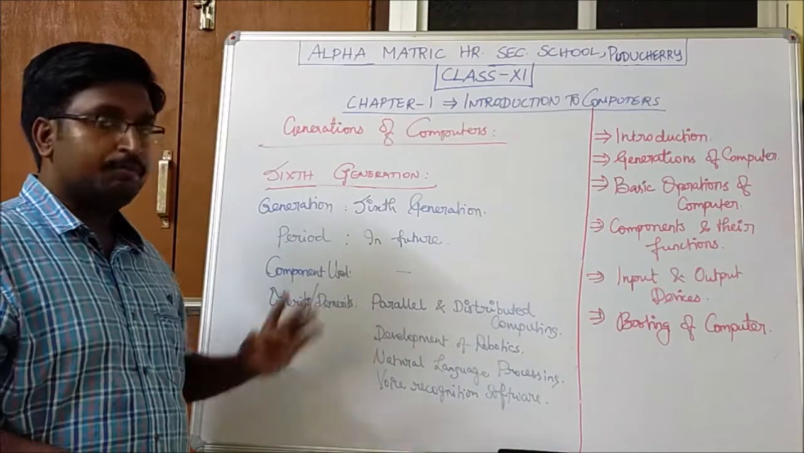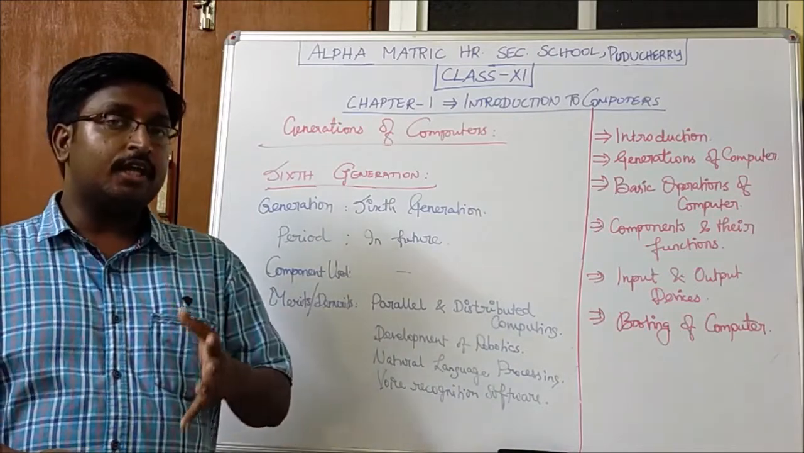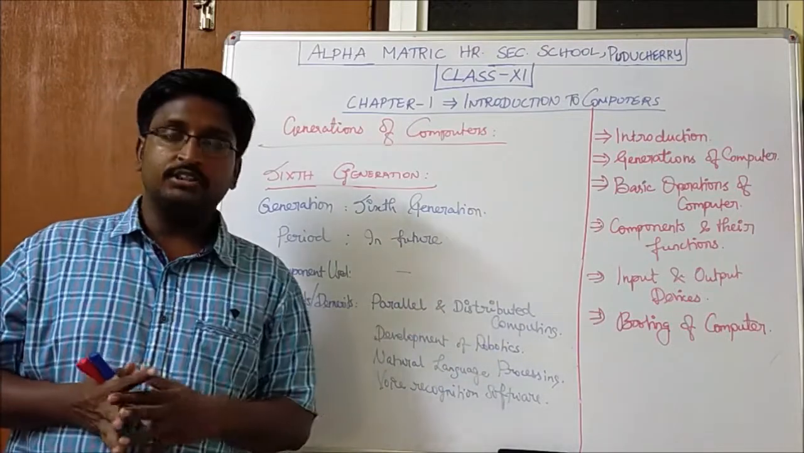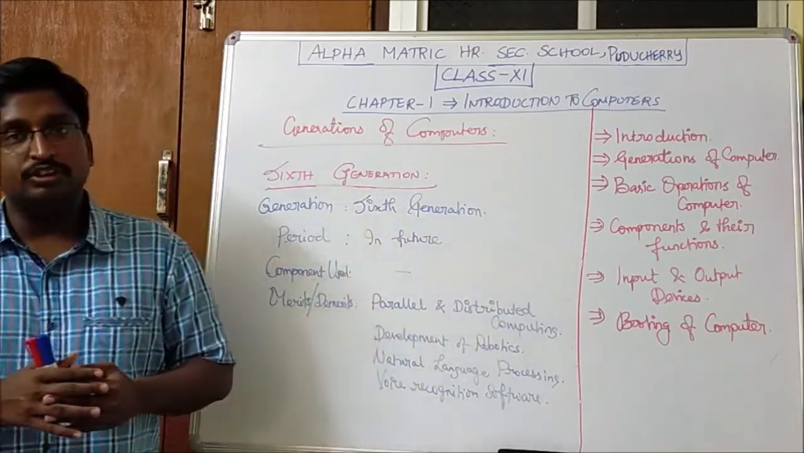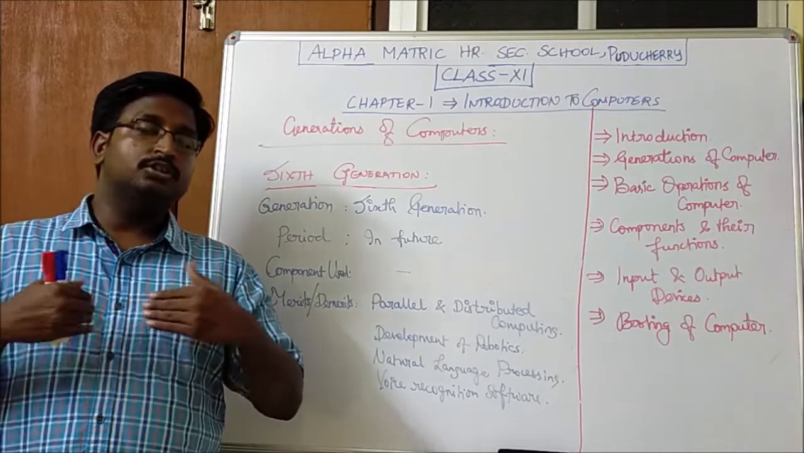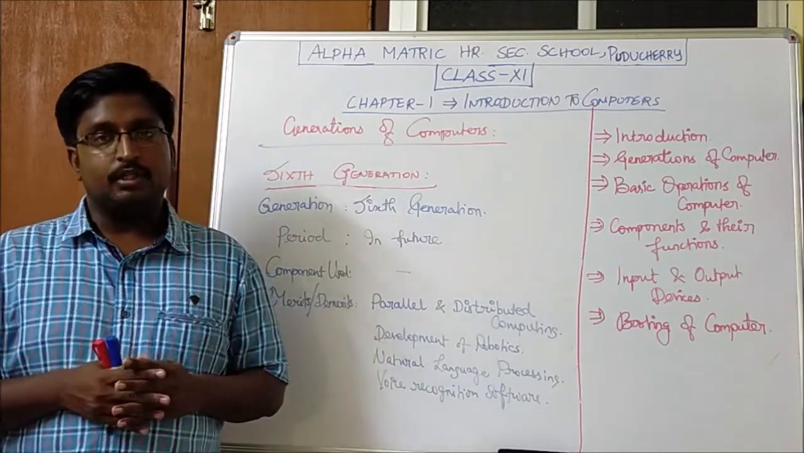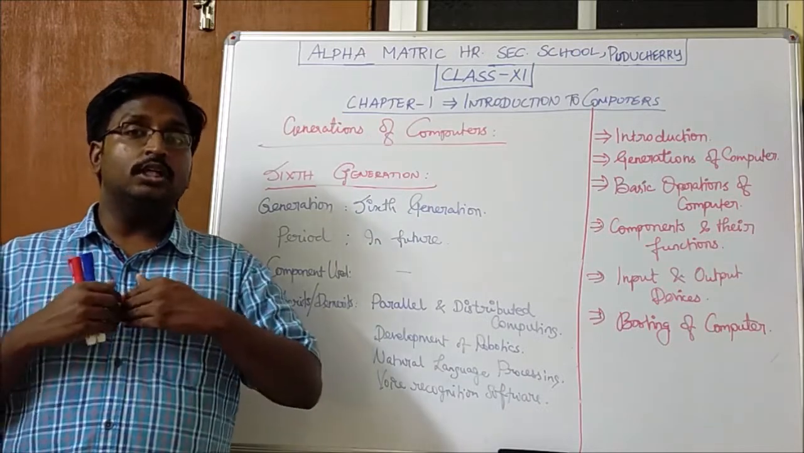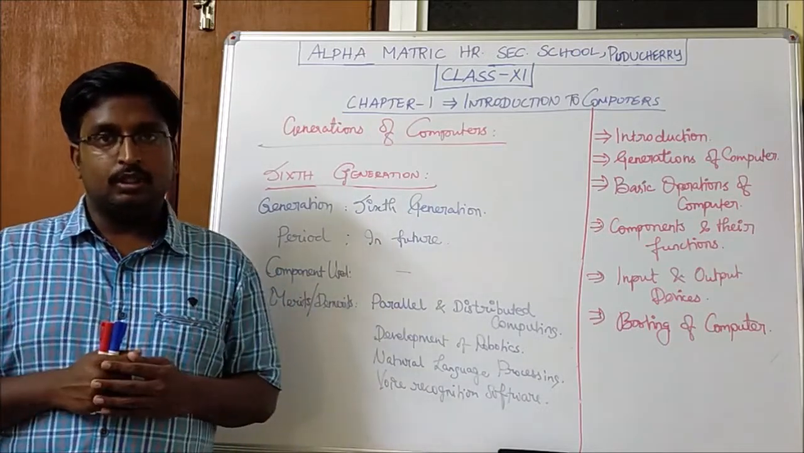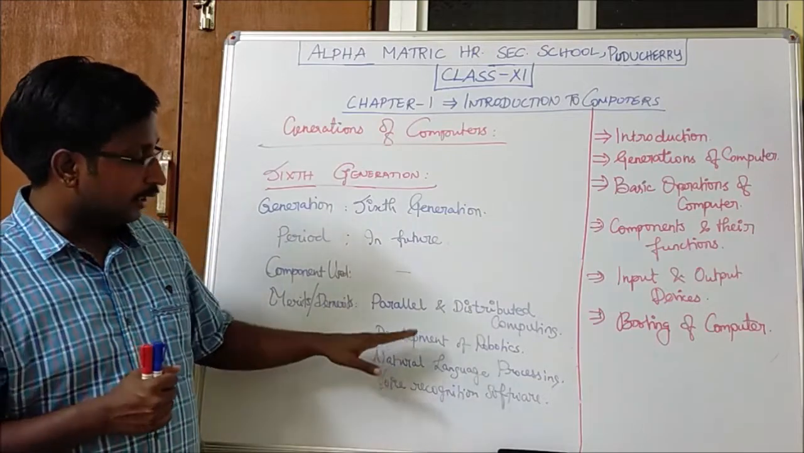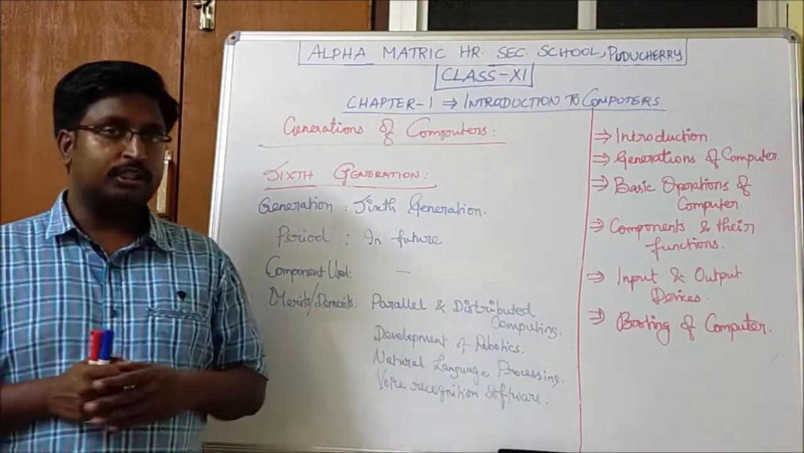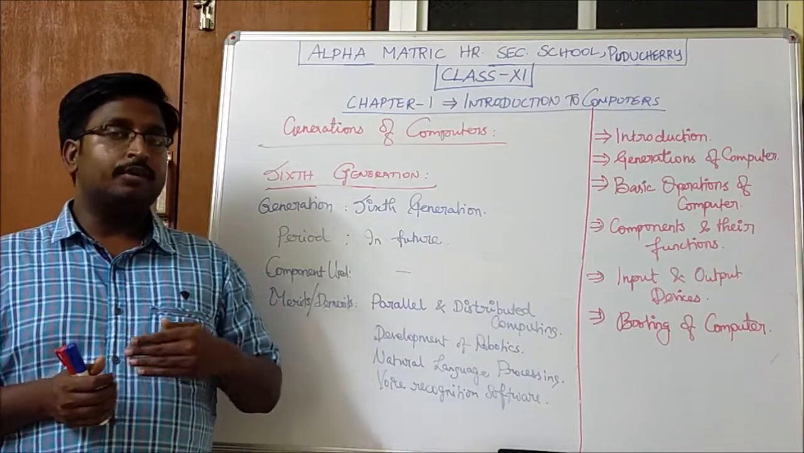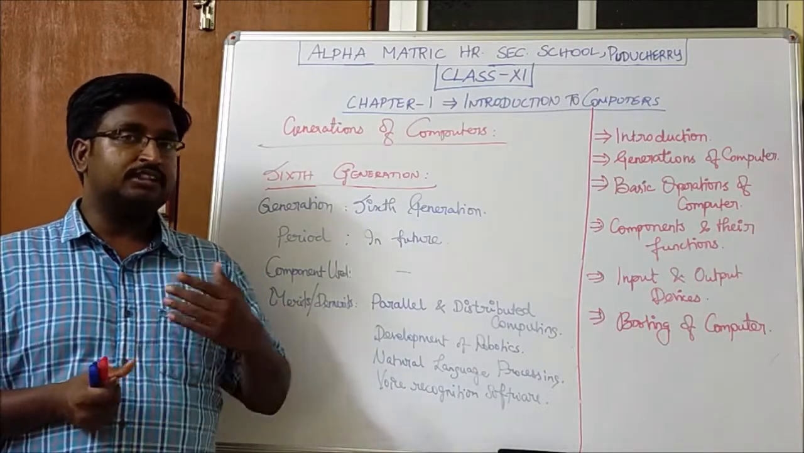So we have already seen the parallel. It is simultaneously it can process more information, and distributed computing is nothing but it can distribute to the various number of users based on the availability of the process. It can distribute the process to the various processors. Okay, and next one is the development of robotics. So already we have stepped into the development of the robotics, and we have succeeded.